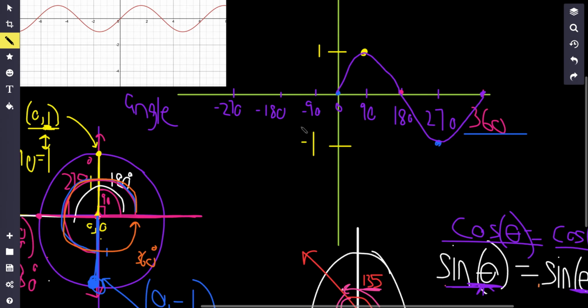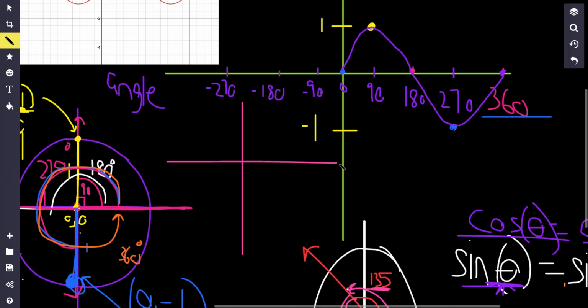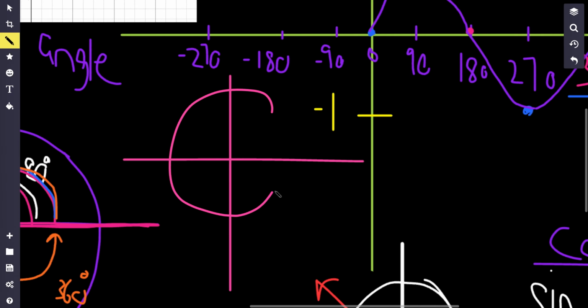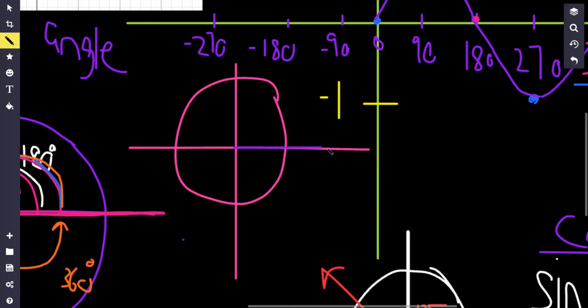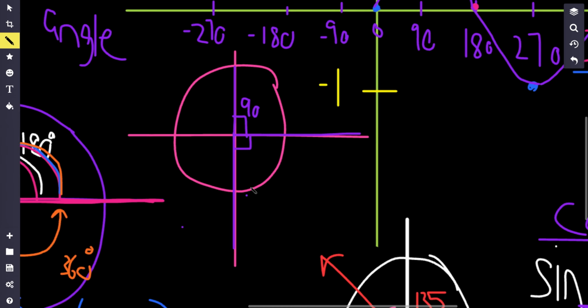so let's say we want to find sine of negative 90. So we have our unit circle. Now, if we want negative 90 degrees, instead of going 90 degrees counterclockwise, which is a normal 90-degree angle, we would go 90 degrees clockwise. And this would give me my negative 90-degree angle.